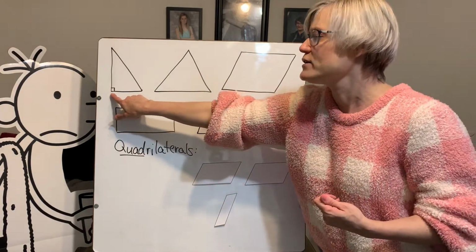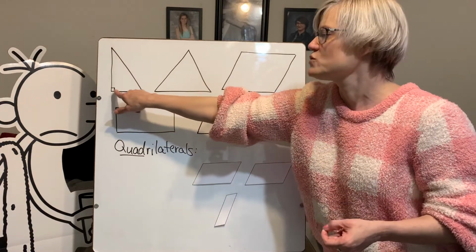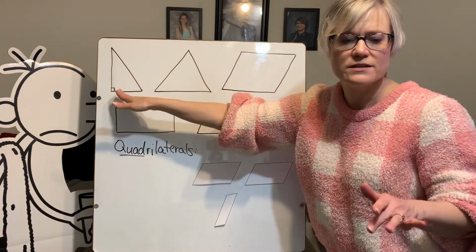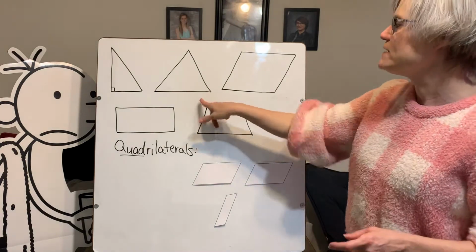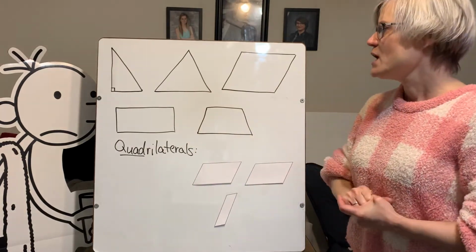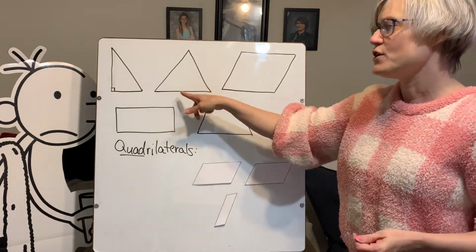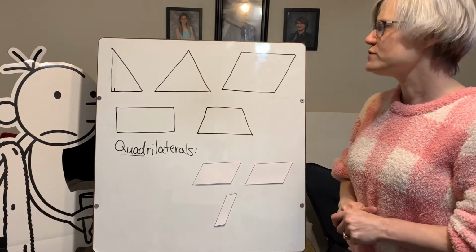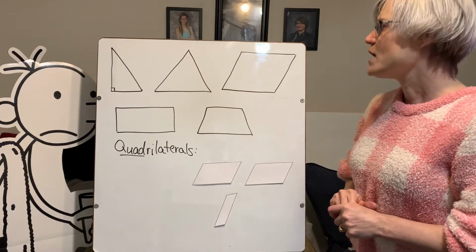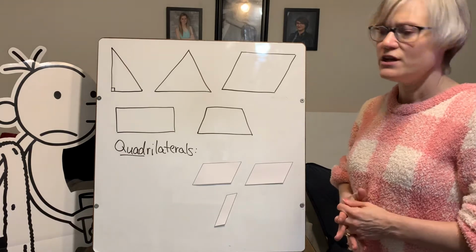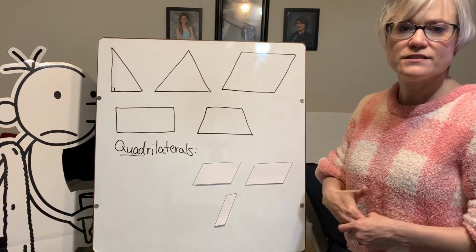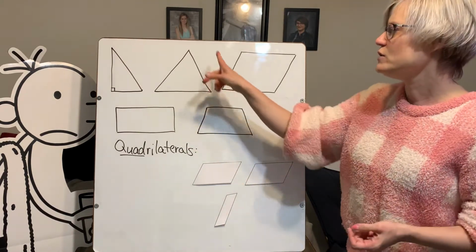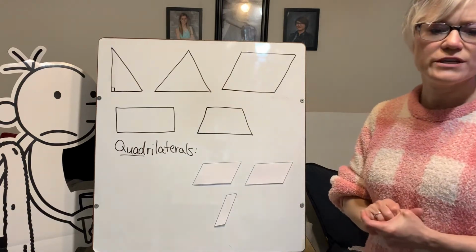If you have a right triangle, you can always place the square to show that that's a square corner, meaning it's 90 degrees. All right, the next shape is also a triangle. And as you notice, there are no right angles, no 90-degree angles here. They're all less than 90 degrees. So right away, I can tell that this is an acute triangle. All of the angles are less than 90 degrees.